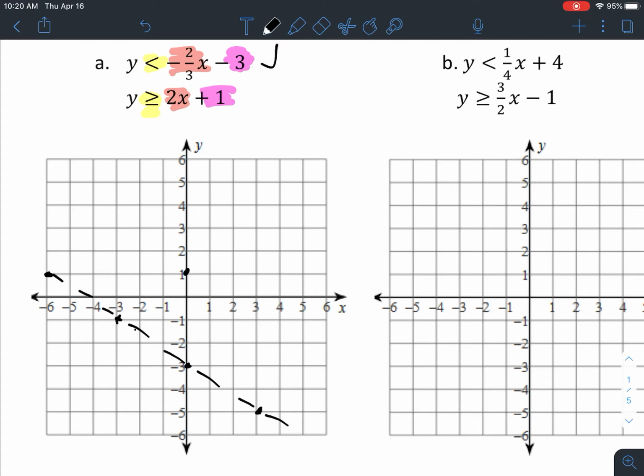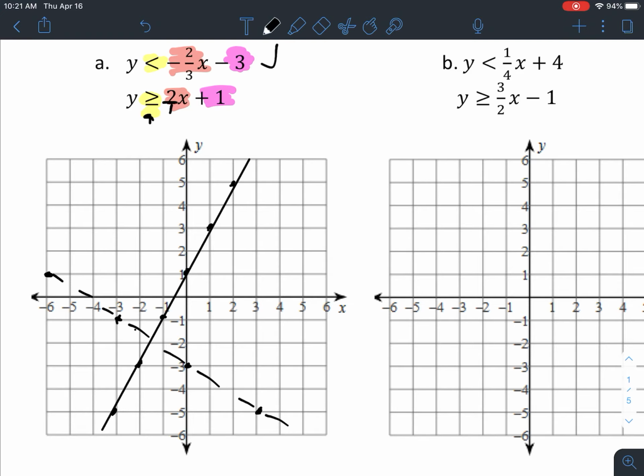Okay? Now, this is where it gets kind of interesting. It says 2x. So while it's not a fraction, it's essentially 2 over 1. So that means we're going to go up 2 to the right 1. On the other side, we go down 2 to the left 1. Because of this sign right here, we know it's a solid line. So just drag a line. You hold it, and it makes a perfect solid line for you.